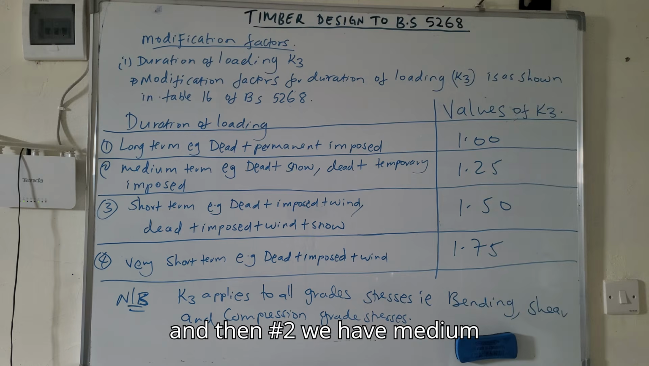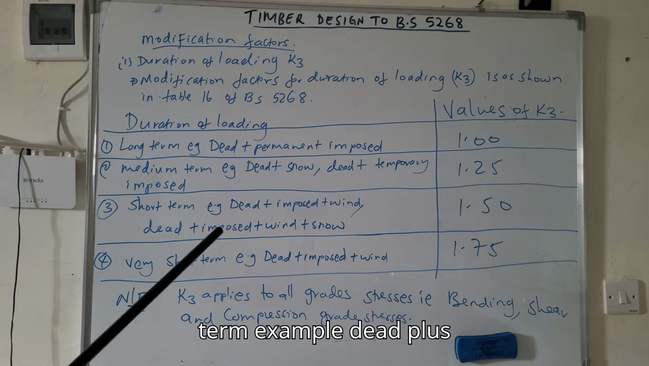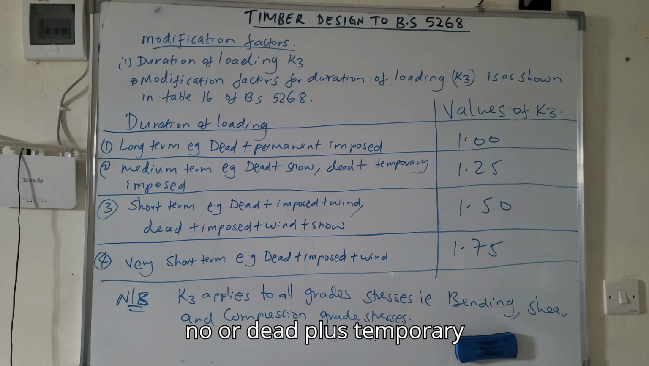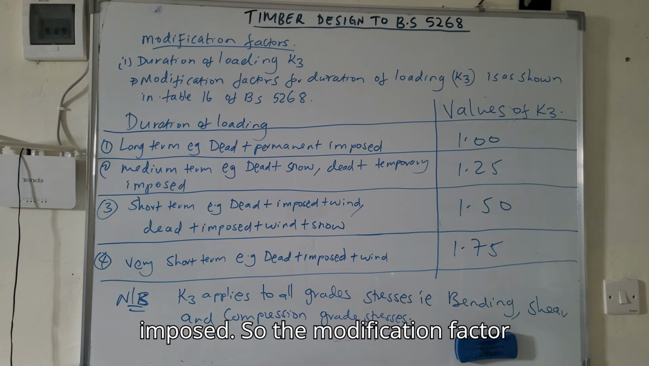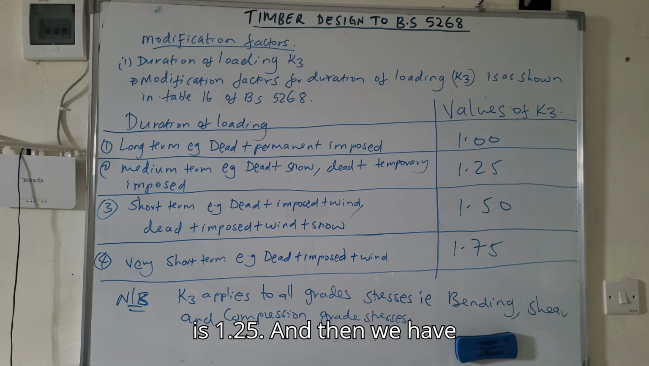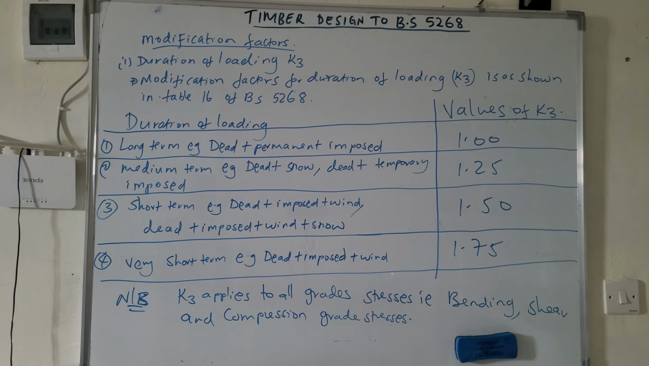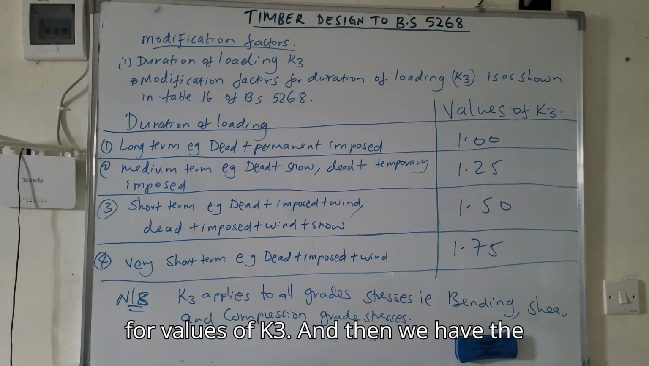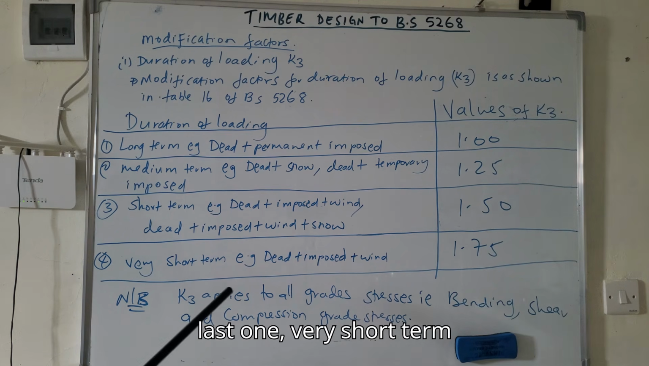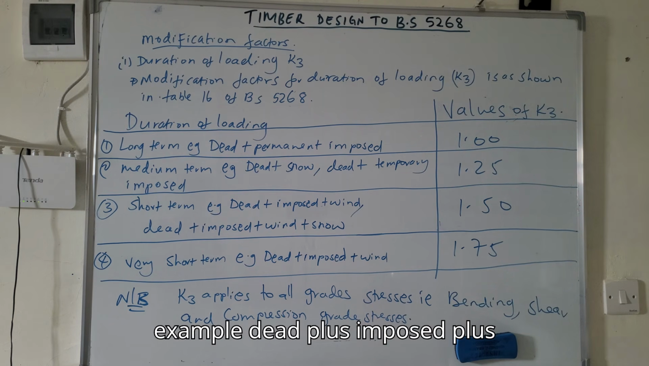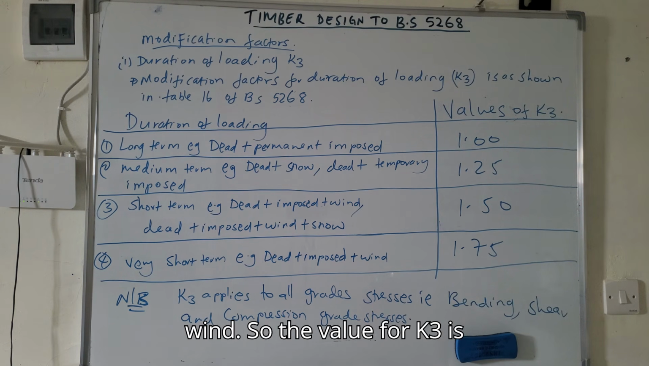And then number two, we have medium term. Example, dead plus temporary imposed. The modification factor is 1.25. Then we have the third one, short term. Example, dead plus imposed plus wind, or dead plus imposed plus wind plus NO. So that is 1.5 for the value of K3. And then we have the last one, very short term. Example, dead plus imposed plus wind. The value for K3 is 1.75.